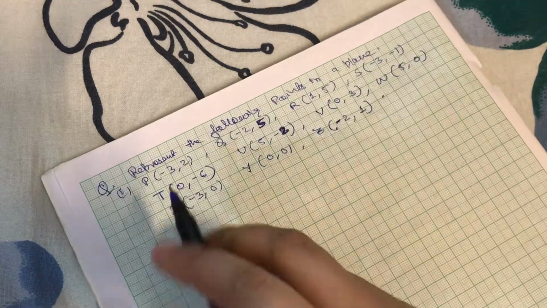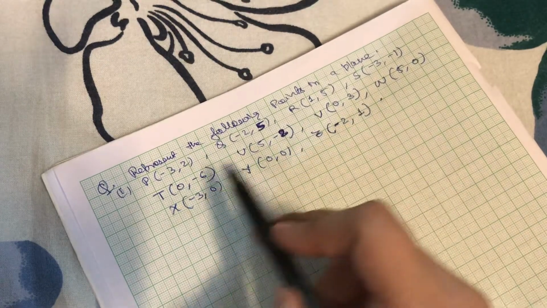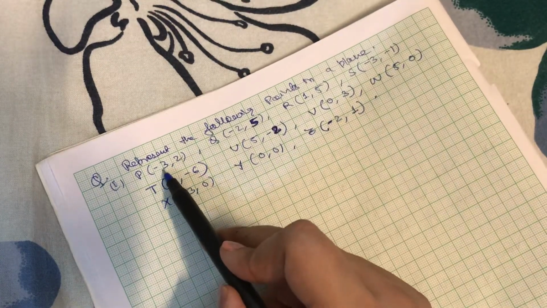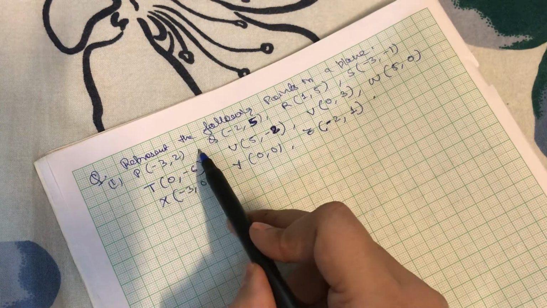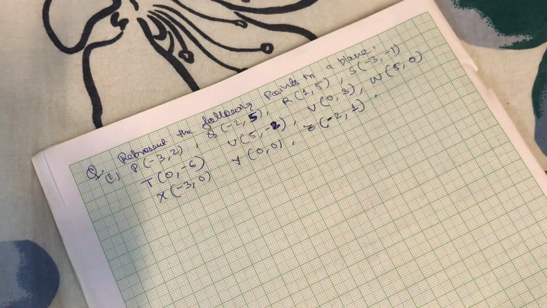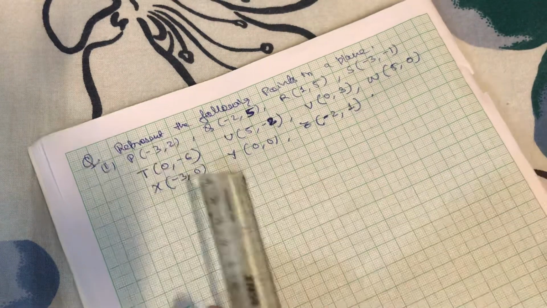As you can see that all are represented by capital letters, and the first number always represents the x-axis and the second is always represented on the y-axis. So let's see how to represent.